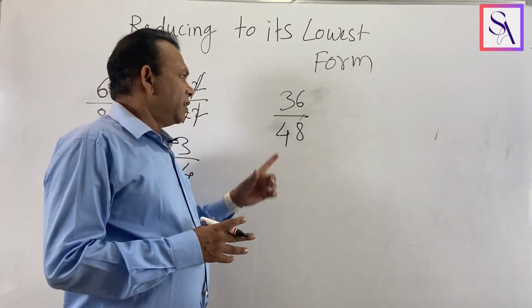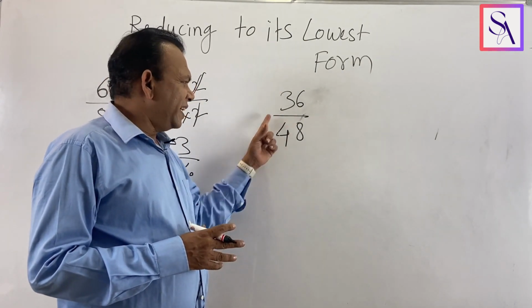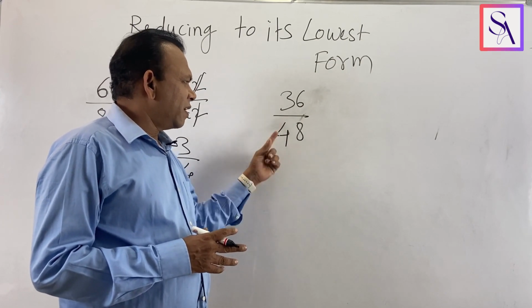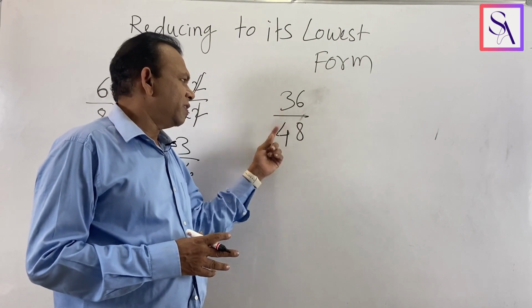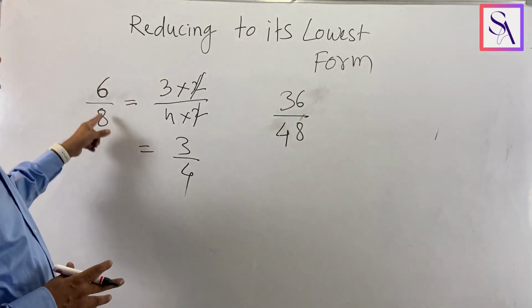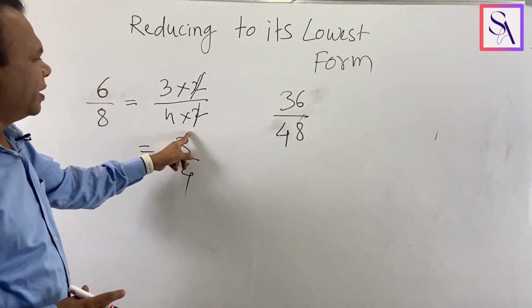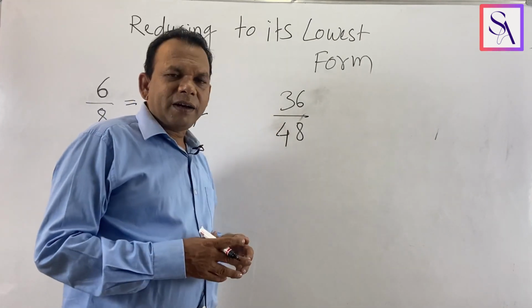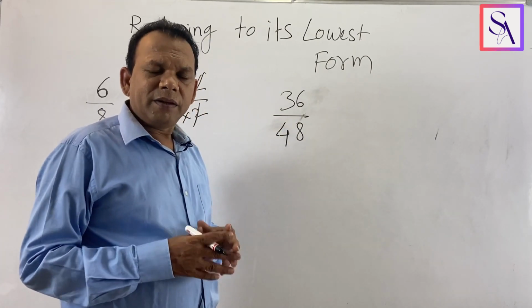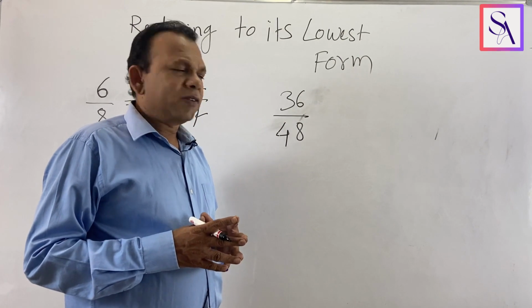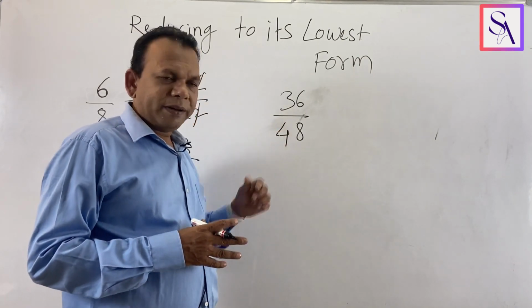Now the second example is 36 by 48. Here it is not easy to find factors of 36 and 48 because these are bigger numbers than 6 and 8. 6 and 8 we can easily find out. 3 2s are 6, 4 2s are 8. But for 36 and 48 it is a little bit difficult, right? Some people can find it easily, that is their capability. But suppose you are not able to find the factors of 36 and 48.